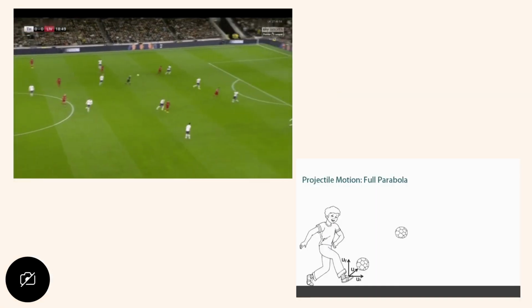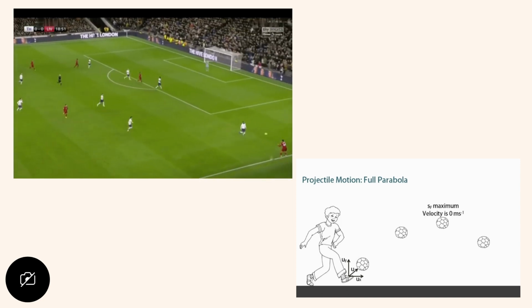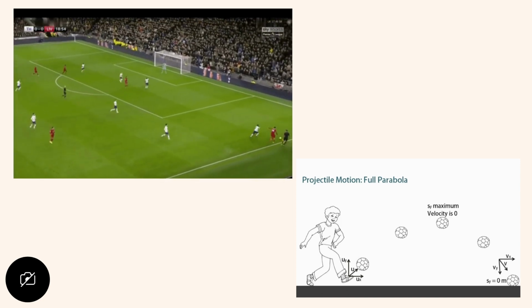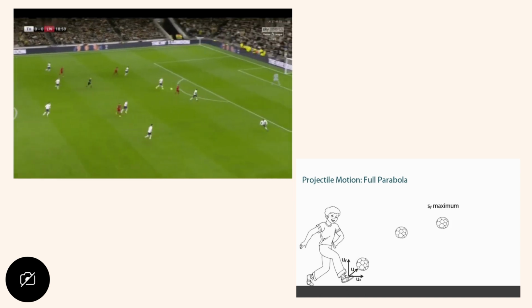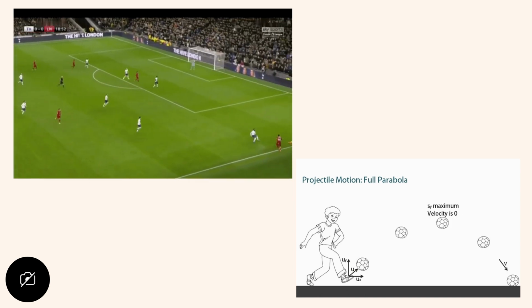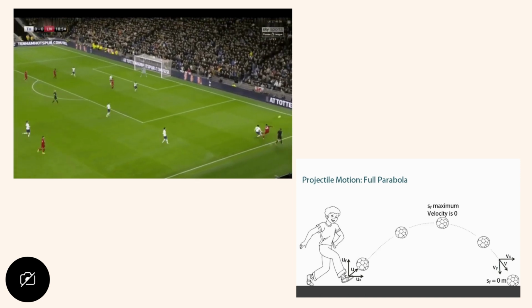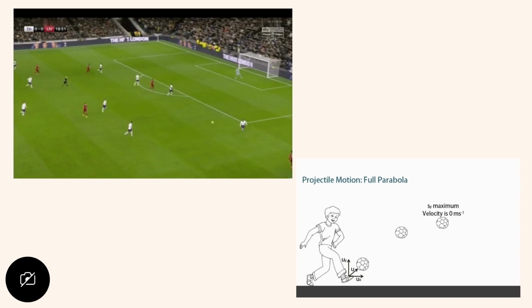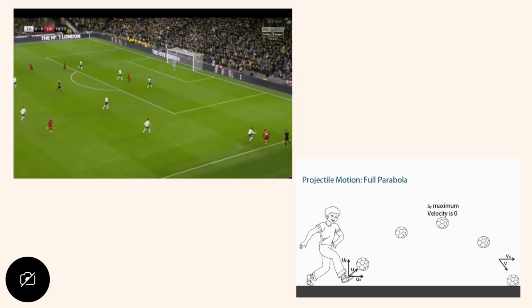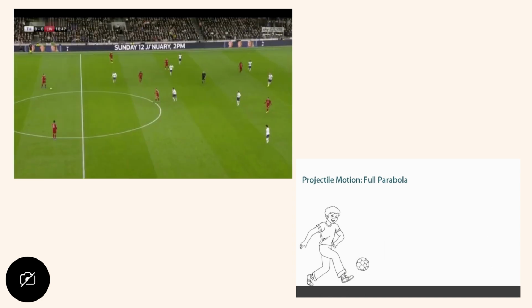This is an example of projectile motion. Look, the player passes the ball to his teammate, and the second illustration is the motion of the ball. When the ball reaches its maximum height, the vertical velocity is equal to 0.